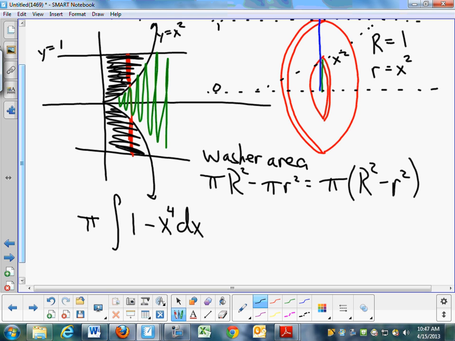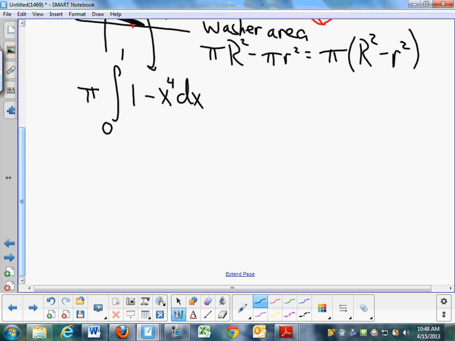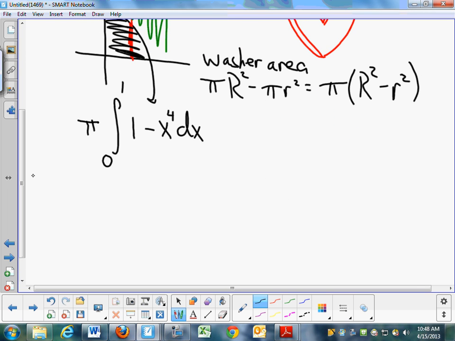Now let's talk about our bounds of integration. We know that we start at 0 in this situation, but what is this intersection point? Where y equals 1 and y equals x squared meet. Where does 1 equal x squared? For x equals 1, so 1. So sometimes you have to do a little algebra to figure those pieces out.